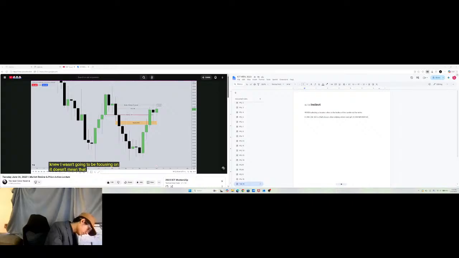It doesn't mean that the logic is flawed. It doesn't mean that your ability to trade is expired. It just means that you are not firing on all cylinders. That means you're not focused. And you're going to be impulsive. You're going to be reactive. Okay. We don't react to price.